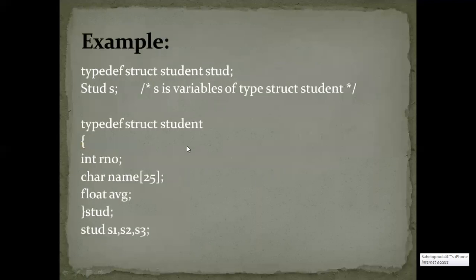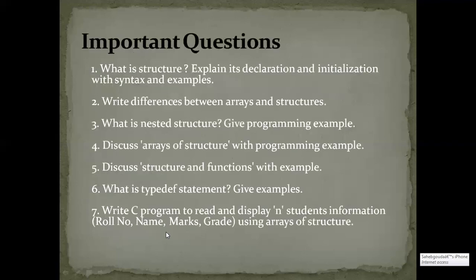Okay, so this is a simple example for the typedef. typedef struct student stud; student s, that is, s is a variable of type struct student. Here we have the members. So what are the members of the student? Roll number, name, average. These are the three members of the student. So these are the variables which I am going to declare as structure variables: stud s1, s2 and s3.